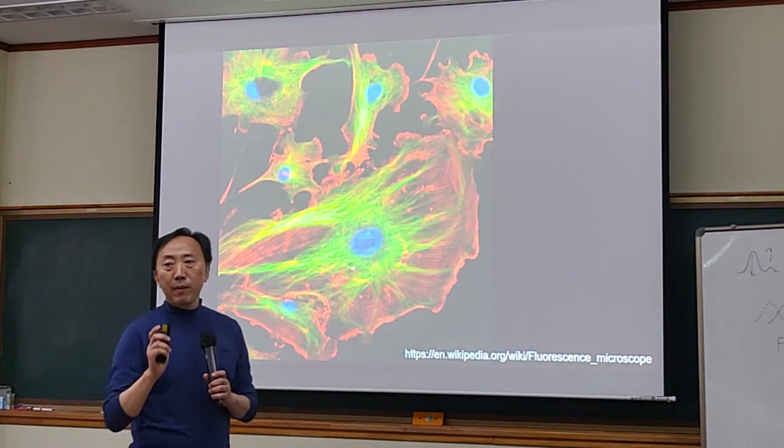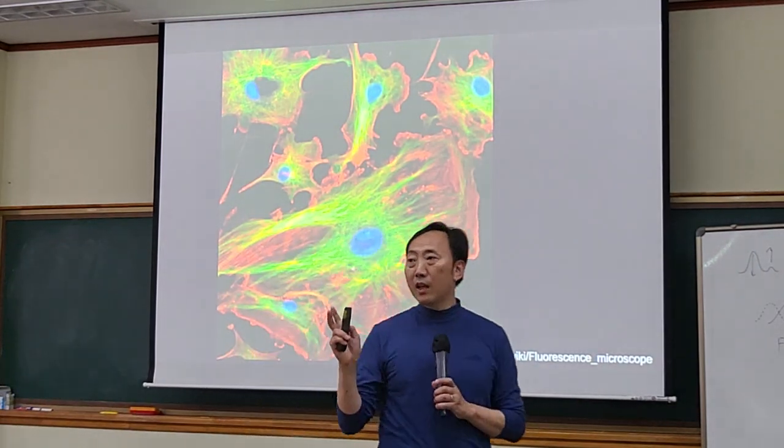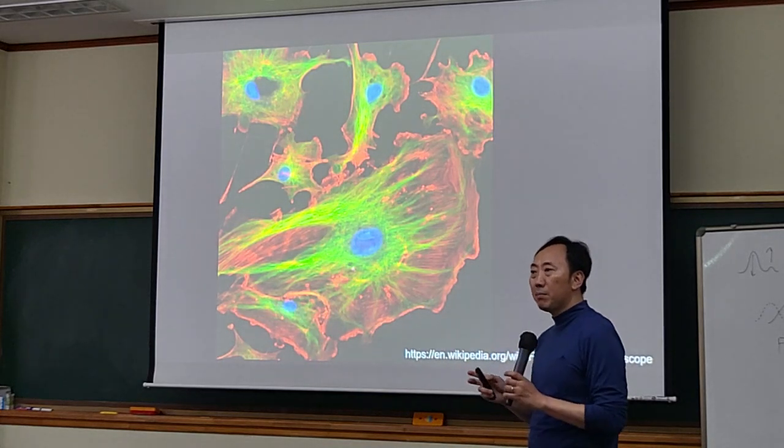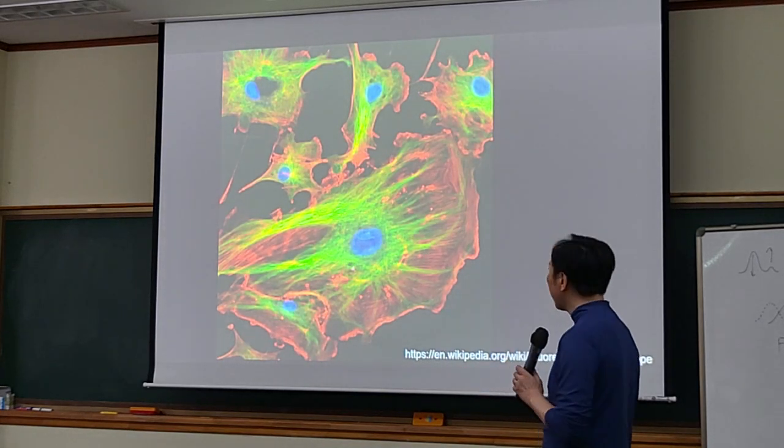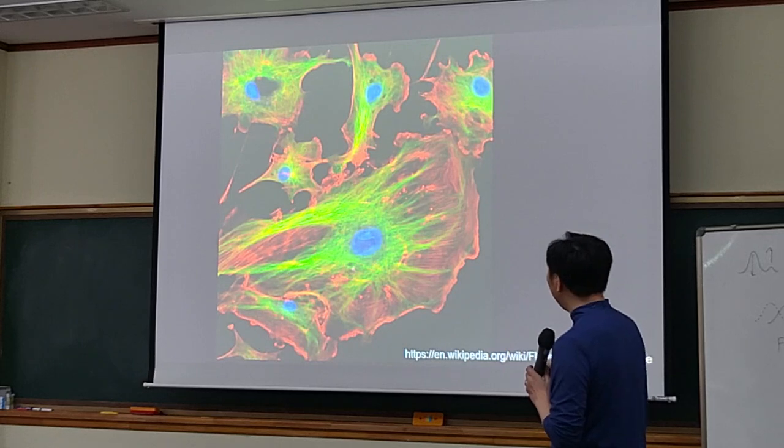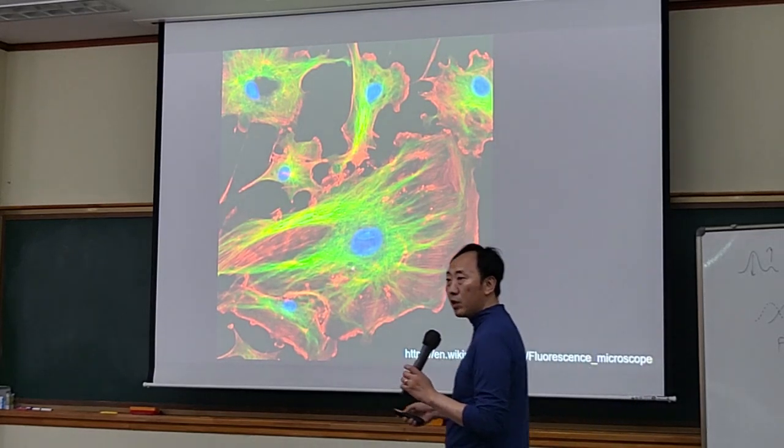Our eyes, at least, have the RGB, three-color receptors. We can recognize maybe four or five different colors. So actin in red color, tubulin in green color, this kind of image is possible.